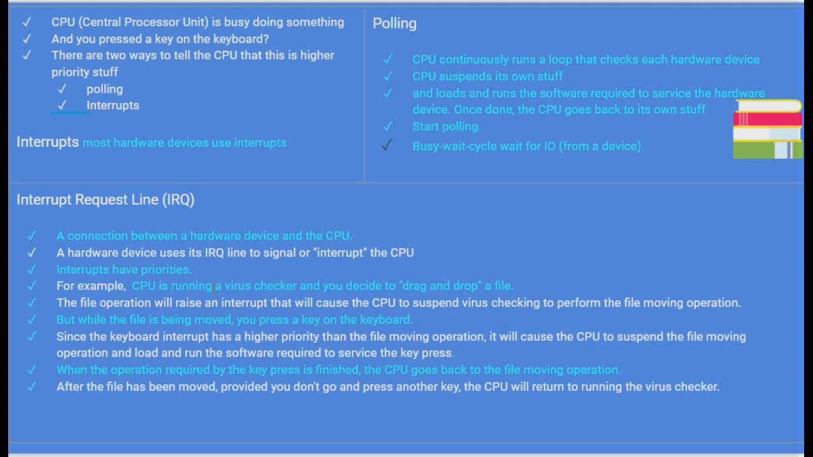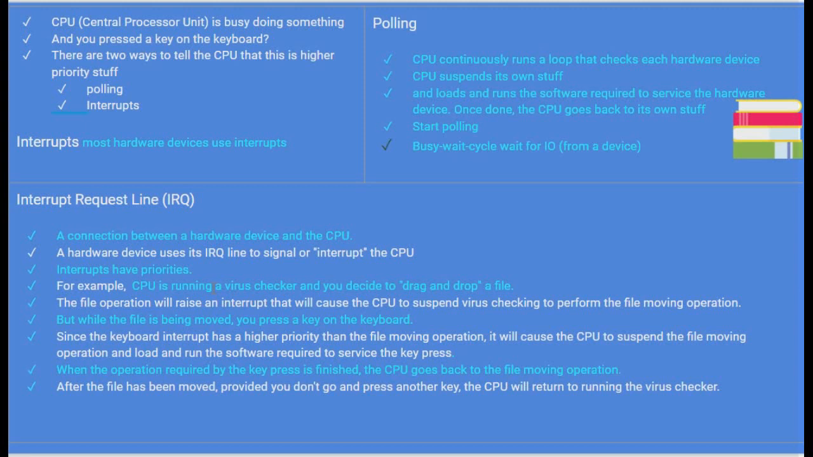Interrupts have priorities. For example, a CPU is running something, for example a virus checker, and you decide to drag and drop a file. At the moment you drag and drop a file, an interrupt is generated and goes to the CPU, and the CPU suspends its own task. If it was doing virus checking, it will stop that process and try to fulfill the file drag and drop operation.